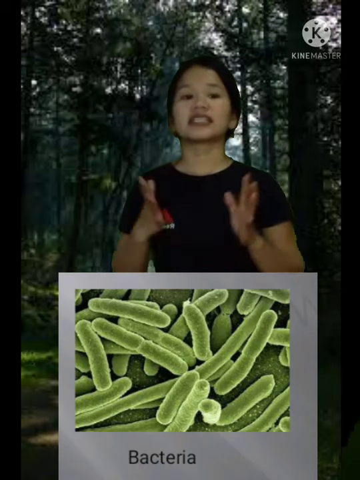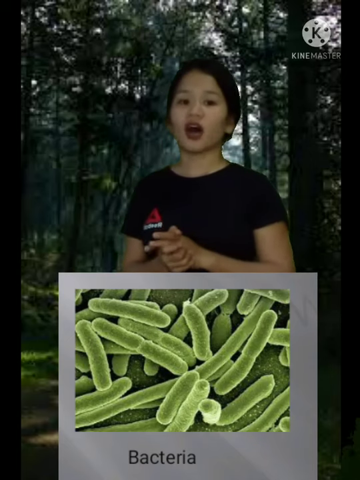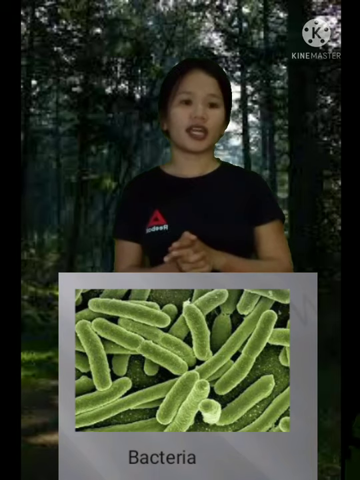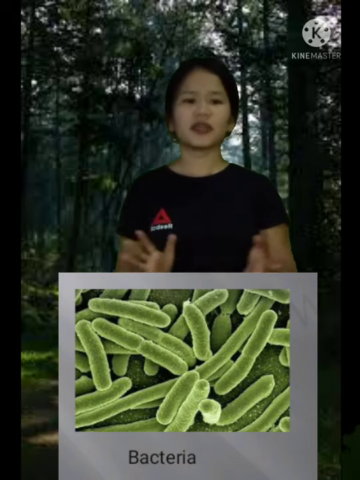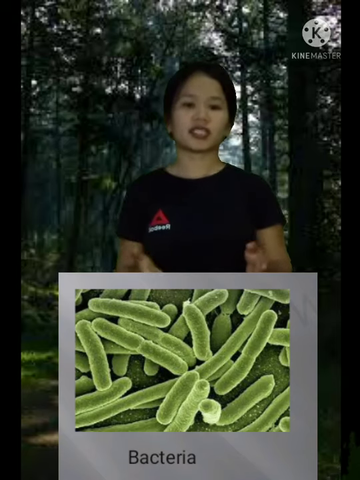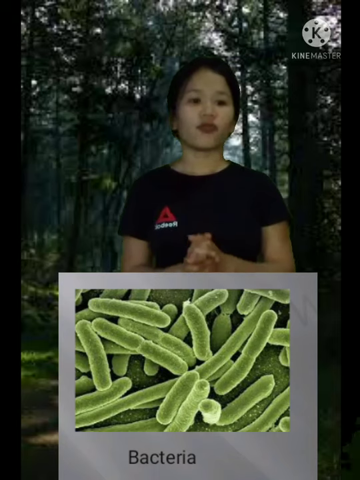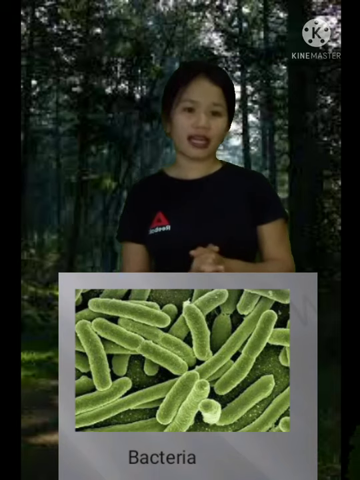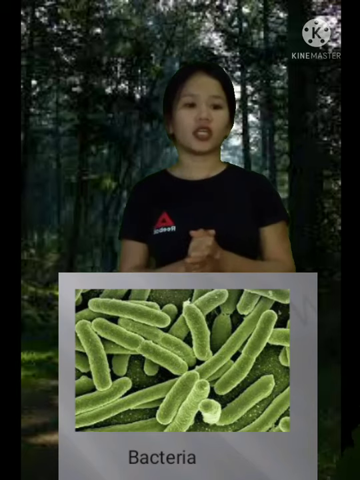Next, bacteria. Bacteria are small, single-celled organisms. Bacteria are found almost everywhere on Earth and are vital to the planet's ecosystem. Some species can live under extreme conditions of temperature and pressure. The human body is full of bacteria and, in fact, is estimated to contain more bacterial cells than human cells.